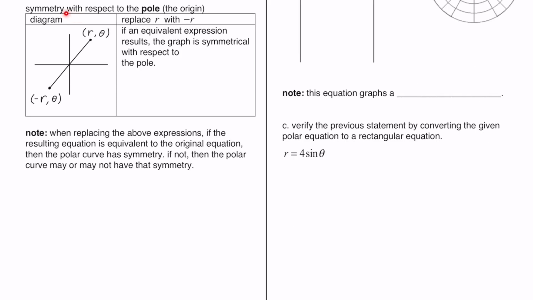And then finally, to check for symmetry with respect to the pole, also known as the origin, replace r with negative r. And again, if an equivalent expression results, the graph is symmetric with respect to the pole. We have a note down here that says when replacing the above expressions, if the resulting equation is equivalent to the original equation, then the polar curve has that symmetry. But if not, then the polar curve may or may not have that symmetry.